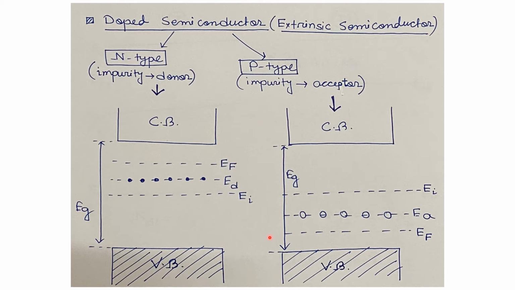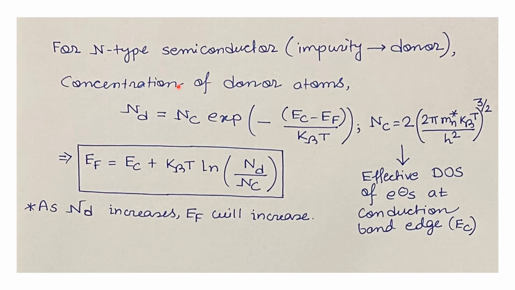Similarly, in the p-type semiconductor, the acceptor level EA will lie below the intrinsic Fermi level, and the actual Fermi level for the p-type semiconductor, that is EF, will lie in between the EA energy level and the EV energy level. But at sufficiently high temperature like room temperature, the donors or the acceptors will get completely ionized. So that is complete ionization. For the n-type semiconductor, the impurity type is donor of electrons. At sufficiently high temperature, all the donors will be ionized.